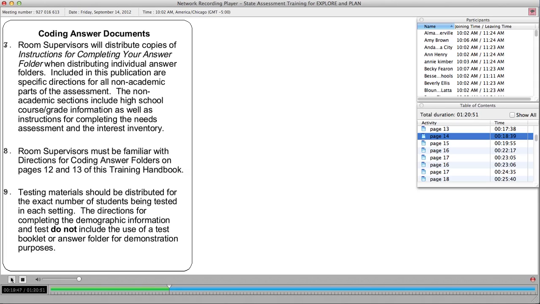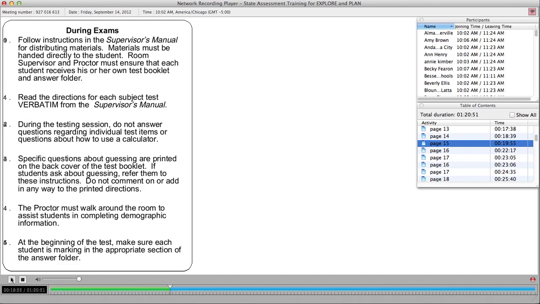Okay, again, testing materials are distributed for the exact number of students. Okay, during the exam, so we'll start with number 40. During the exams, follow instructions in the supervisor's manual for distributing materials.